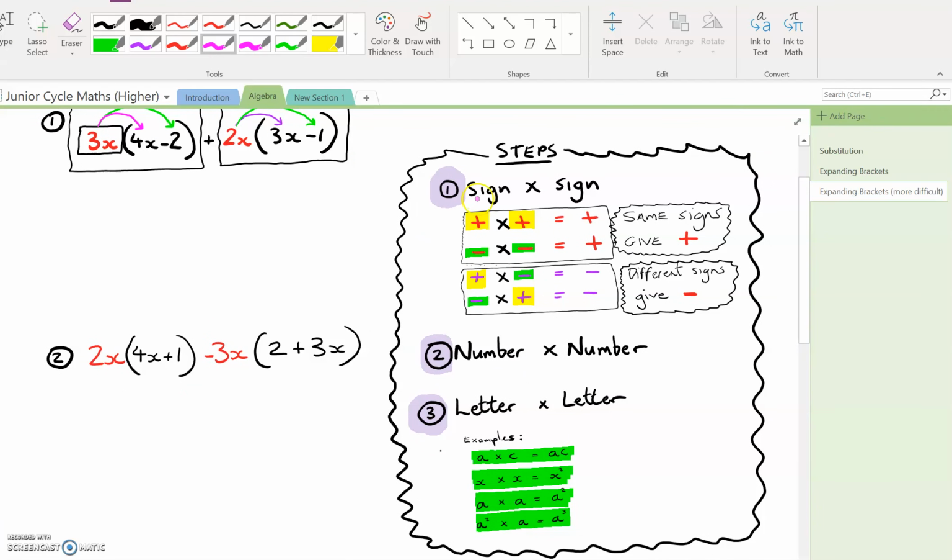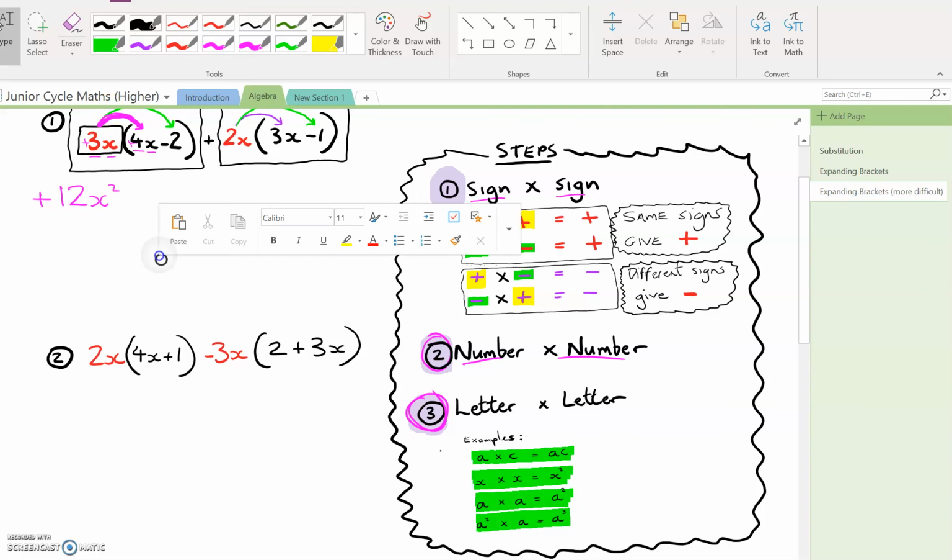Three steps, starting off with sign by sign. Well, there's no sign here, so it means it's a plus, and there's no sign here, so it means that's a plus. And a plus by a plus is of course a plus. Step 2, number by number. 3 by 4 is 12. Step 3, letter by letter. x by x is x squared. Okay, that's the first term multiplied into the bracket.